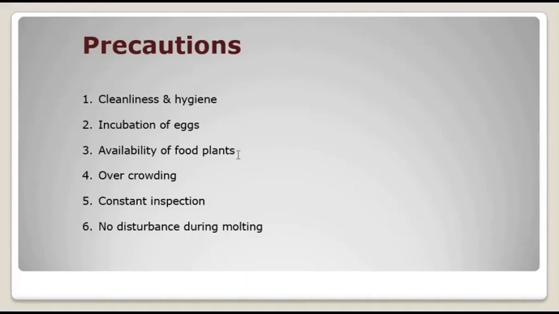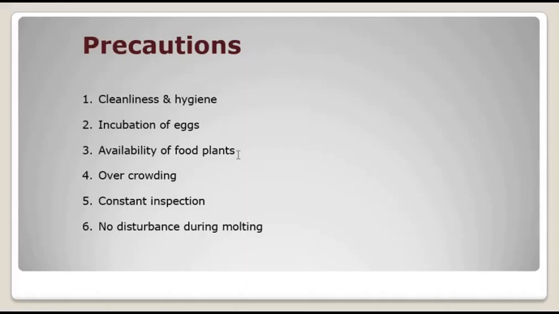Now the next is overcrowding. Always avoid overcrowding. Otherwise, what will happen? They will destroy themselves, right? So overcrowding should not be there, it should always be prevented.